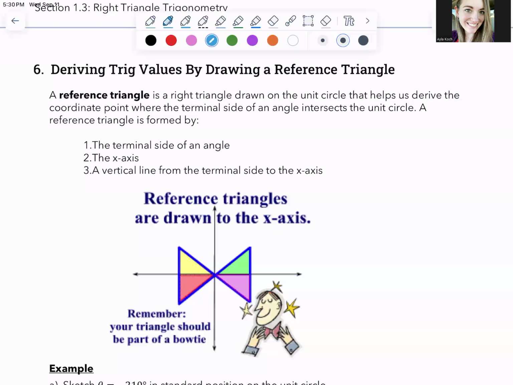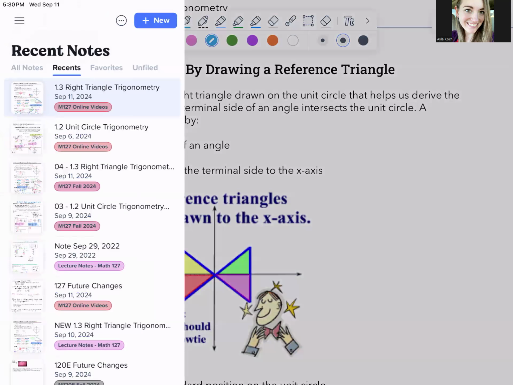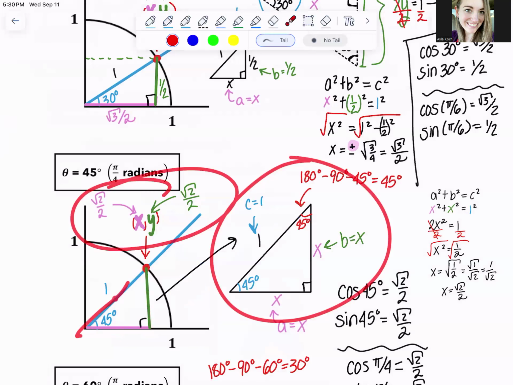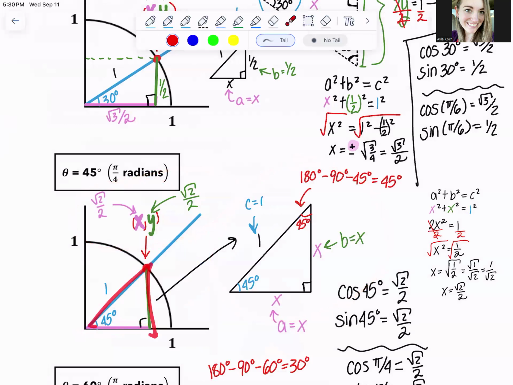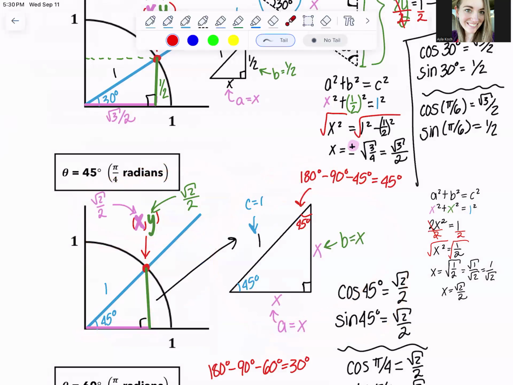So a reference triangle is a right triangle drawn on the unit circle to help us derive the coordinate points. For instance, this guy right here, that was a reference triangle we drew. When we derived these trig values here, we drew reference triangles, and we then were able to derive these values using a reference triangle. Our reference triangle was right here, and our angle theta was the same as the angle we were looking at to begin with.